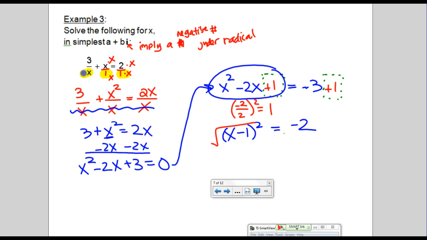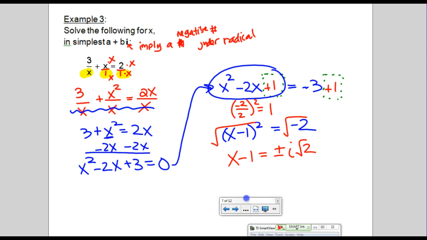Square root both sides to get rid of the power 2. And that simplifies to i radical 2. And then lastly, add the 1 over. All right, but feel free to use the quadratic formula, like I said.